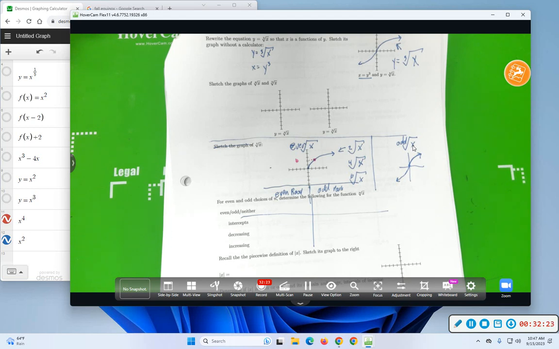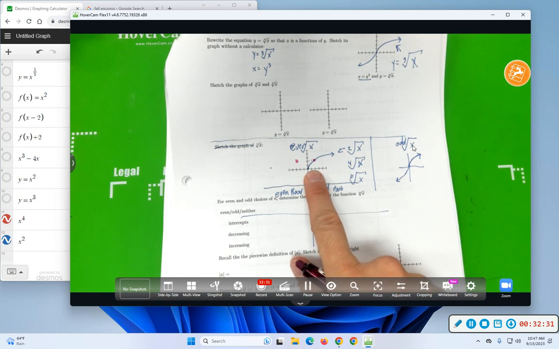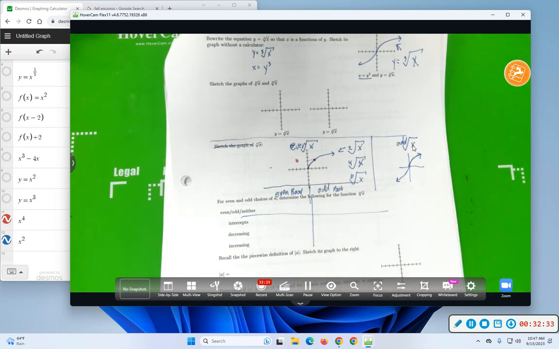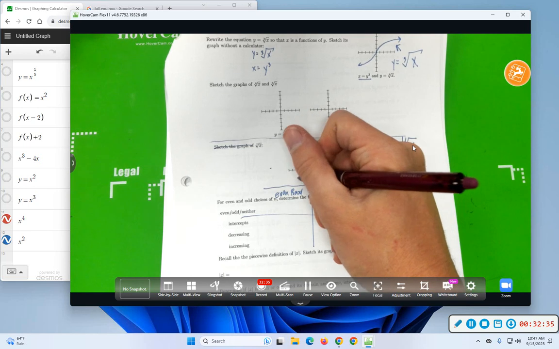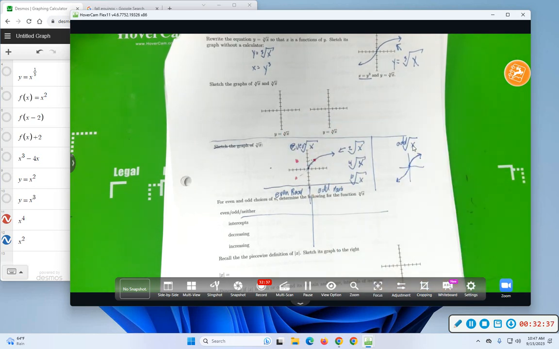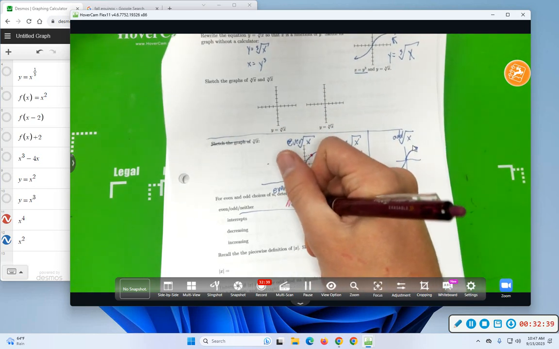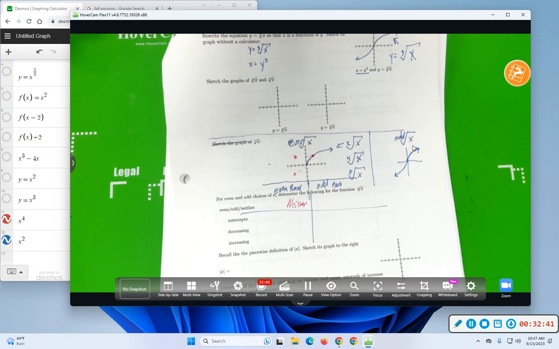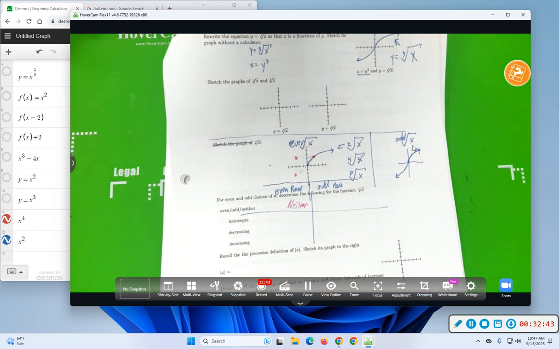Cool, yeah, it's not even. It has the wrong domain to be even. If a function is even, it has to have symmetric domain. Is it odd? Folks who want to say it's odd? Cool, for the same reason. Take this, flip it over the origin. Oh, that point is also not on the graph. Even root functions are neither even nor odd.